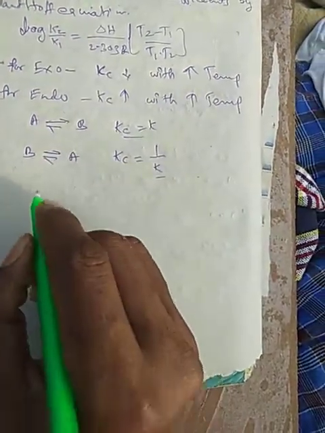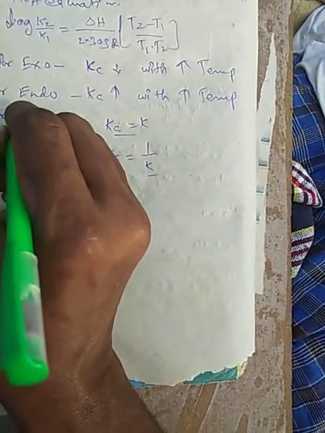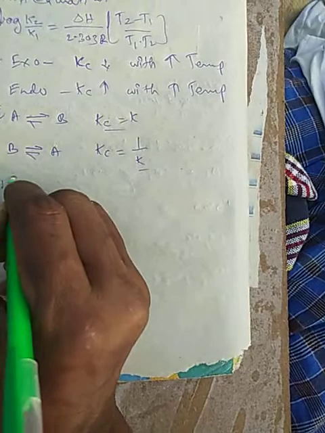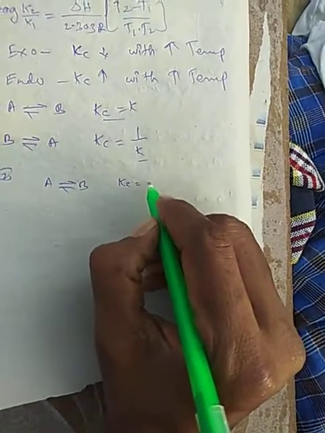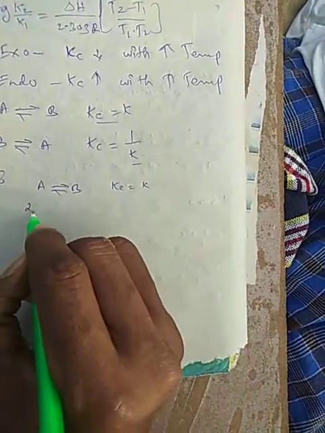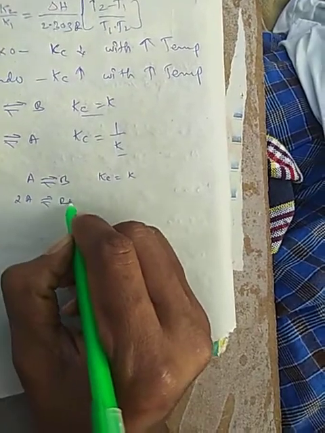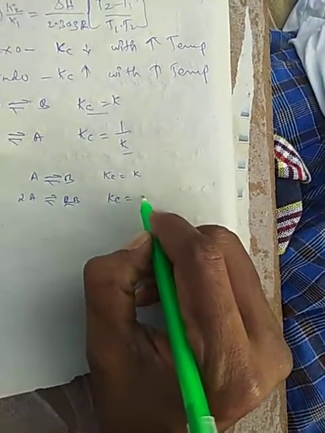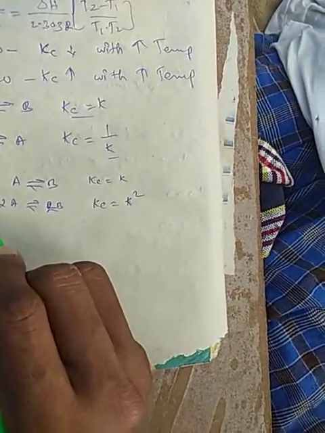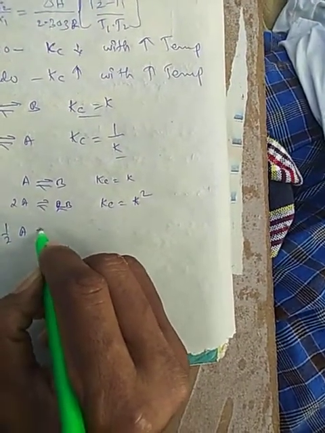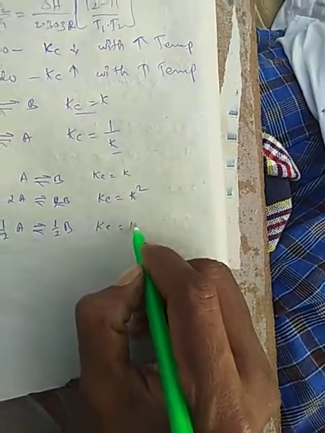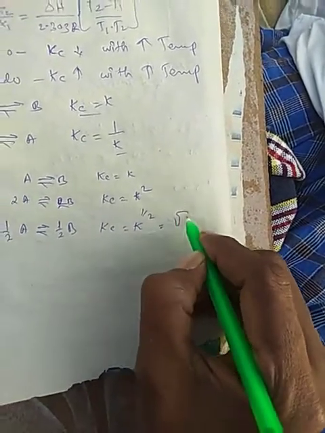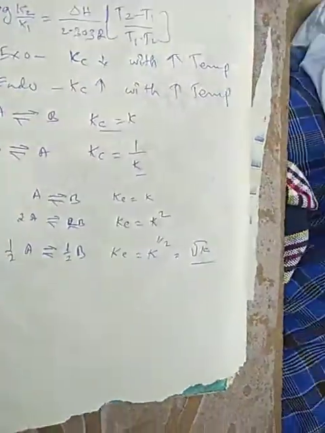So similarly, let's take one more example for the reversible reaction, second type. Now A changes to B, Kc is equal to K. Then if I take 2A gives rise to 2B, Kc is equal to K power 2. Now if we take 1 by 2 A gives rise to 1 by 2 B at equilibrium, Kc is equal to K power 1 by 2, which becomes root K. These are very important relations.